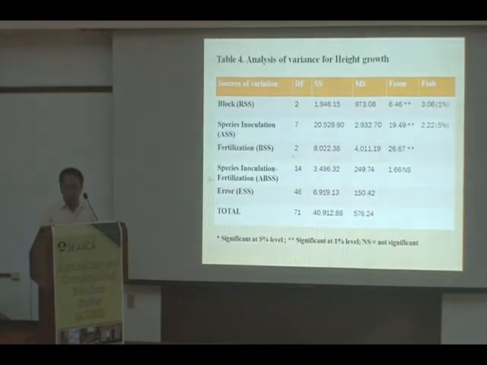Okay, for the analysis of variance for height growth, it was found out that block, species inoculation, and fertilization have something to do with the height growth of the plant species. For block, the effect is 6.46. Then for species inoculation, we have 19.49. Then for fertilization, 26.67. But in terms of the interaction between species inoculation and fertilization, it is not significant.